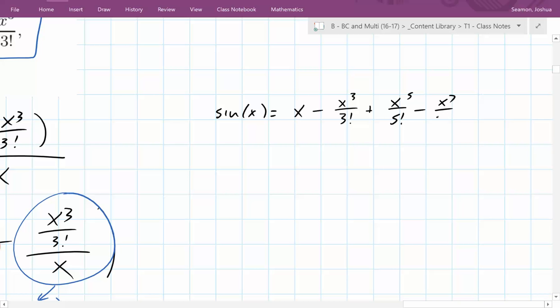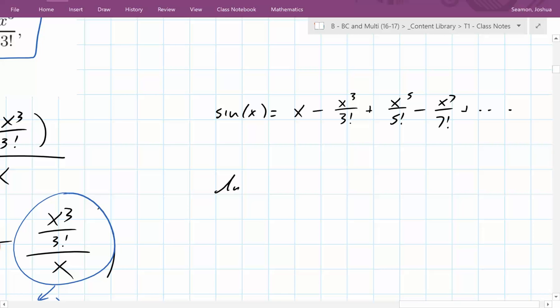Do you agree with that? That is sine of x right there. I showed it to you briefly yesterday. You have to memorize it. You have to memorize sine, cosine, e, and a few others. But those are the big 3. There are several others, but those are the big 3.